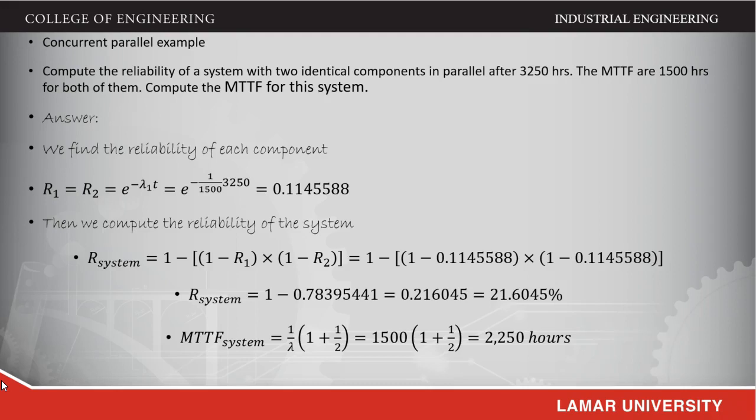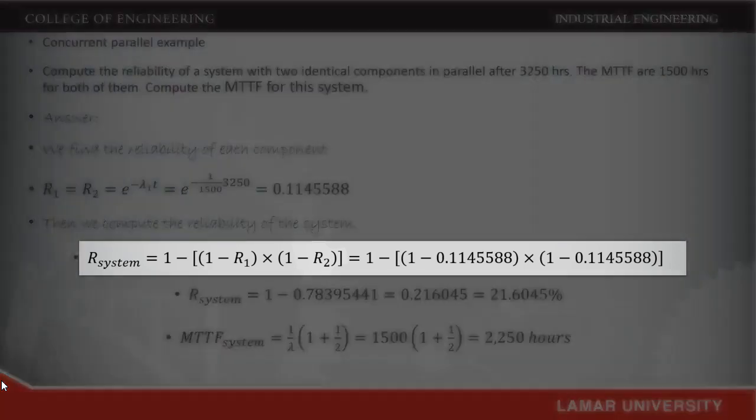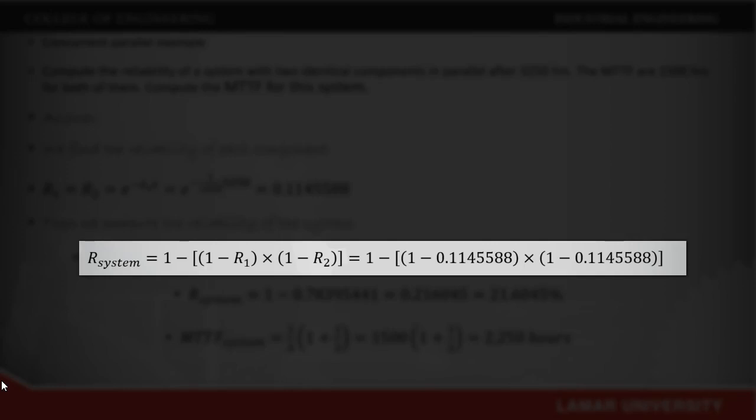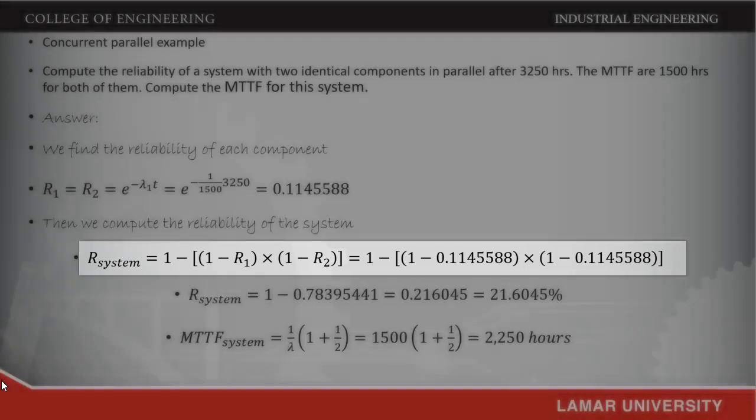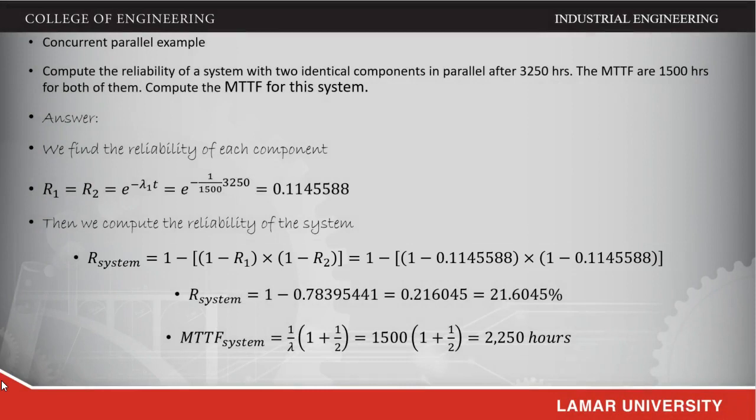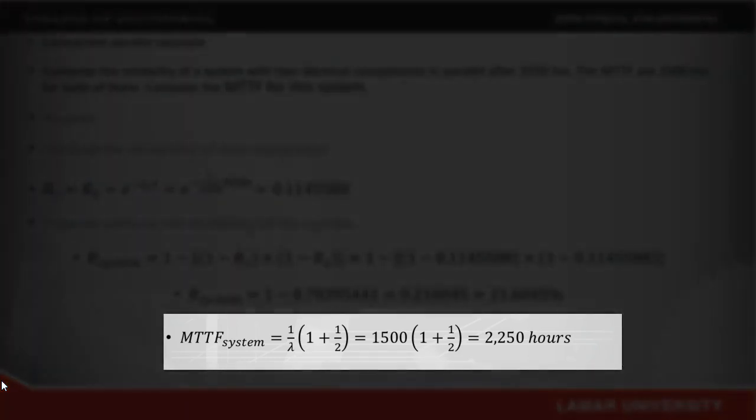11.45%. Then we compute the reliability of the system as a whole, and for that we estimate the joint probability of both of the components failing, and each one of them failing is 1 minus the reliability of each one of the components. So from the joint probability of both failing, we subtract that quantity from 1, and the final reliability of the system is 21.6%.